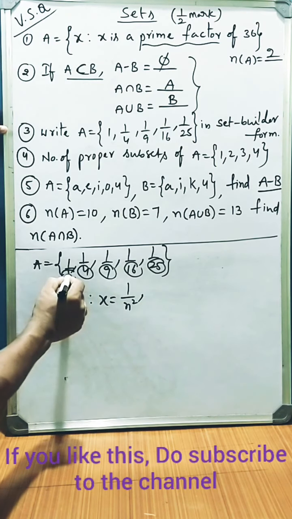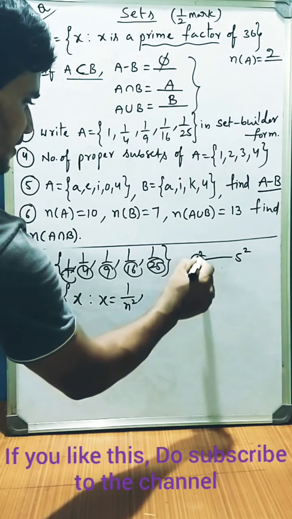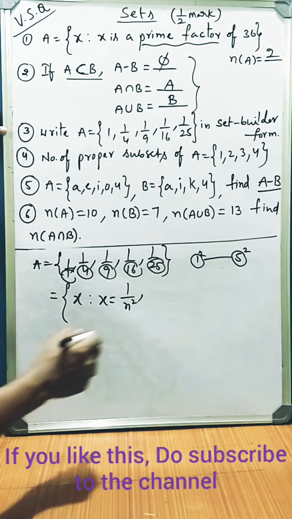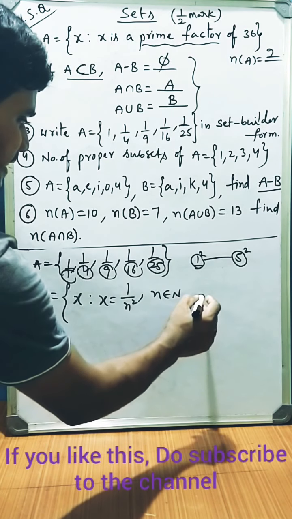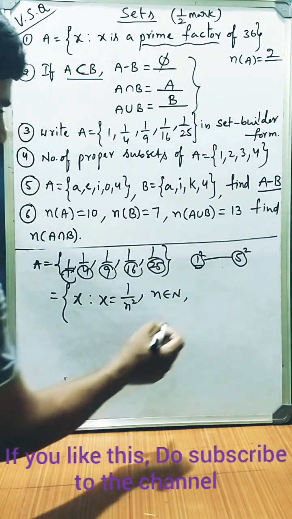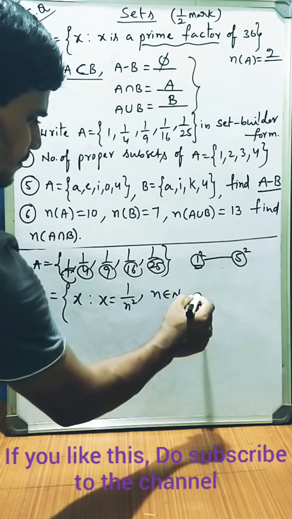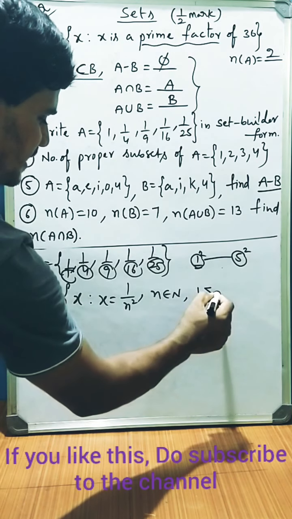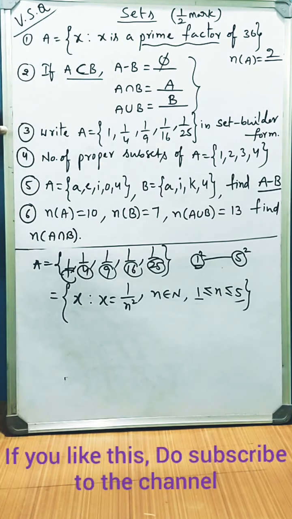So to write the set builder form, you consider all the elements as x, such that these elements are in the form of 1 by n square, that is a square number, from 1 square to 5 square. That means n value is varying from 1 to 5. n belongs to natural numbers, lying between 0 and 6, otherwise from 1 to 5. So 1 less than or equal to n less than or equal to 5, which means it considers both these values also. This is how you will write the set builder form of the given set A.